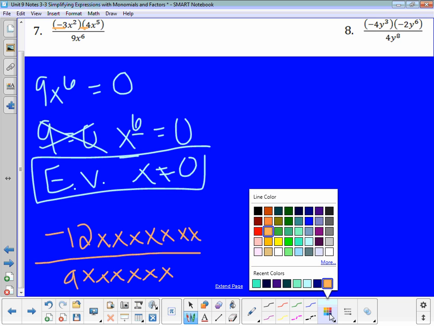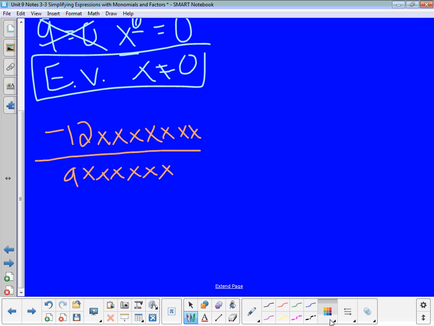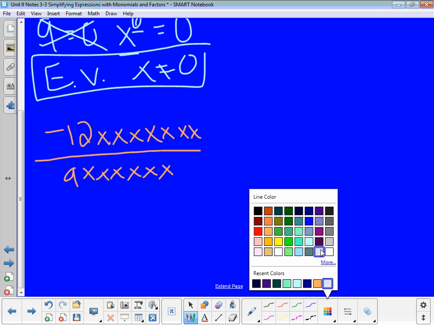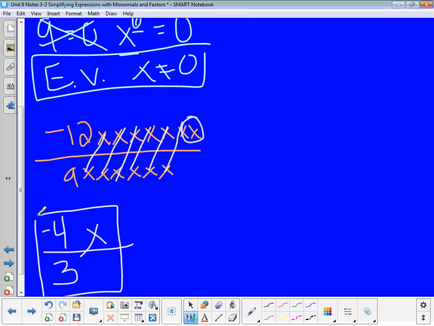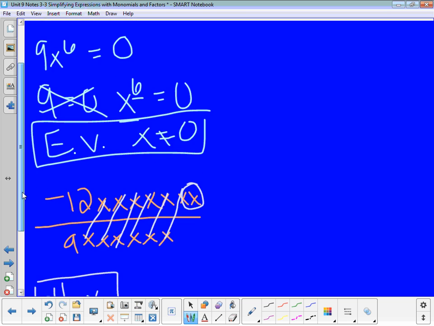So let's go ahead and cancel some things out. Well, first of all, we can reduce the fraction 9 over 6. Those are both divisible by 3, so I'm going to write that as -4 thirds. Now let's cancel out some x's here. That cancels, that cancels, that cancels, that cancels, that cancels. So all we have left on top is that 1x. So -4 thirds x is our simplified version.